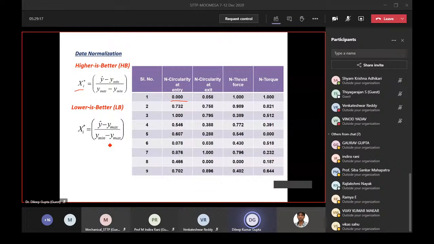Similarly, higher is better criteria आप इसको लेंगे, आपका थ्रस्ट कितना आ रहा है, पावर कितना आ रहा है, these are the higher is better criteria, right. You can have now the normalized table. I am not going into much detail in this. Can you prepare the normalized table using this equation? Yes, sir. We are doing from the start, right? So we are having this one.